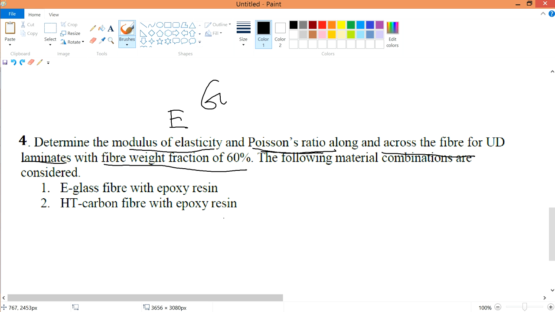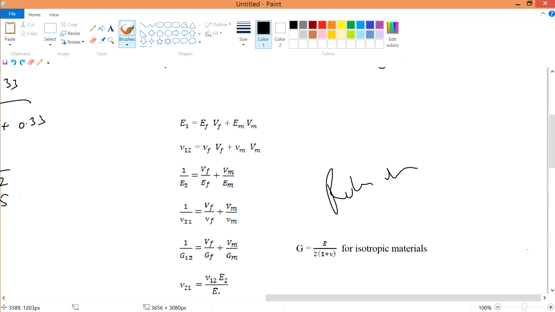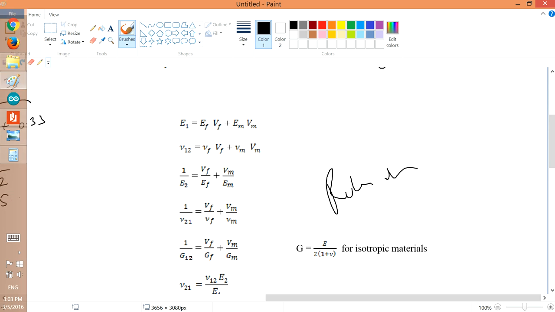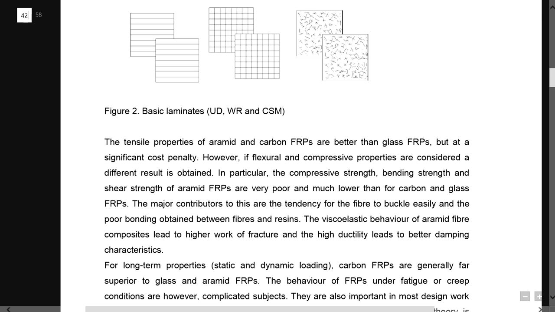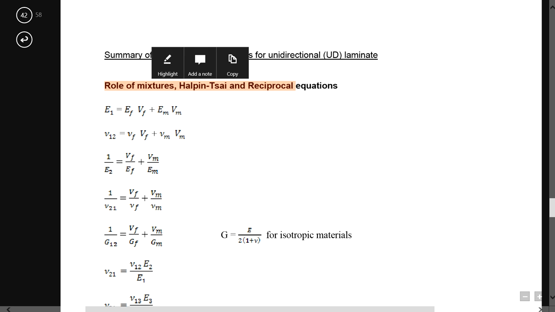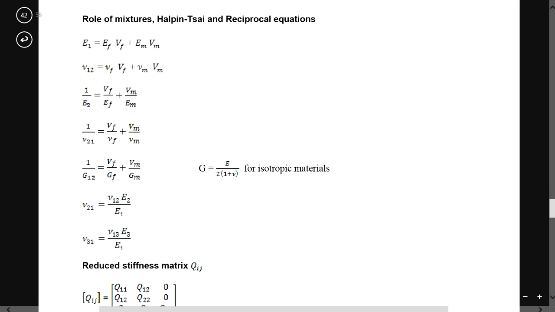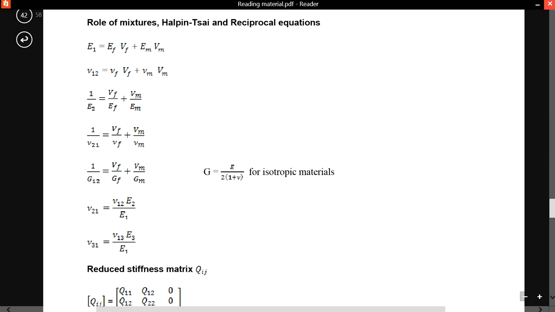When you see the modulus of elasticity, Poisson ratio, or shear modulus, straight away you know that you're going to talk about the rules of mixture, which are all these equations that we have seen all along in the previous tutorials. Or you can go to page 42 of your reading materials. You will see this chunk of formulas. These are the things that you want to take note of, and these are very important for you all along.